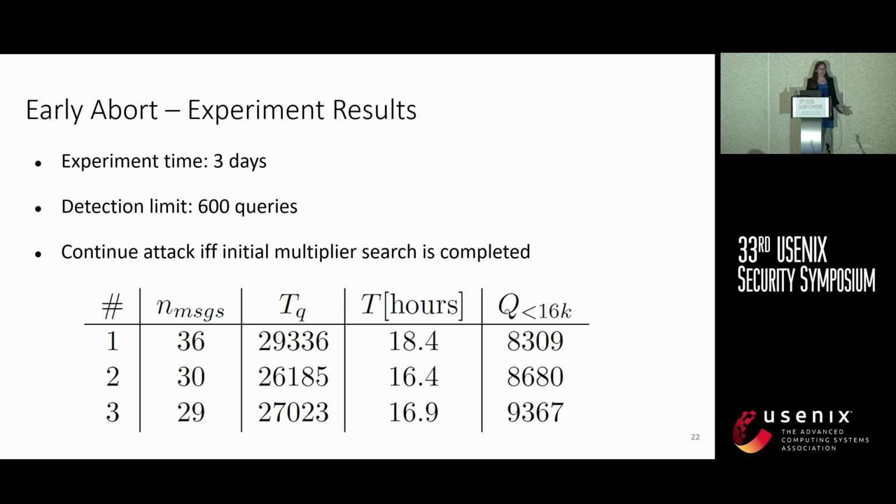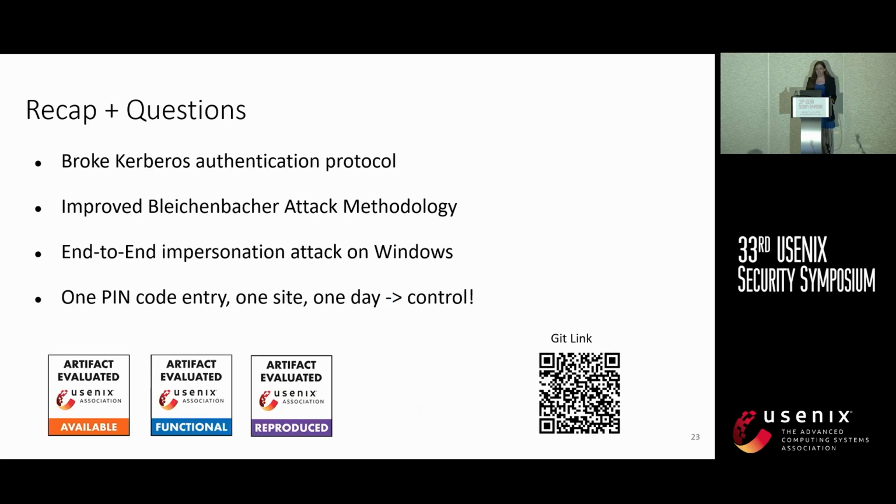We ran this experiment for 3 days, and we found 3 messages. And for all 3 messages, both the detection and the deciphering took less than 20 hours, which is less than a day. So to recap, we broke the Kerberos authentication protocol, and we made the Bleichenbacher attack more practical.